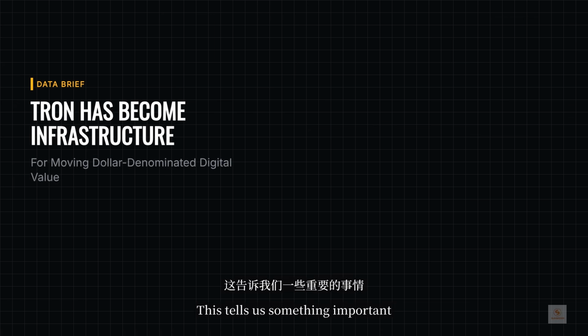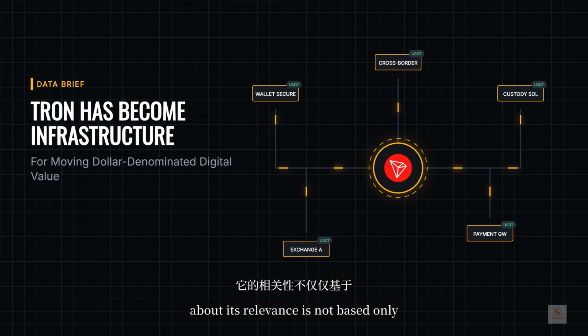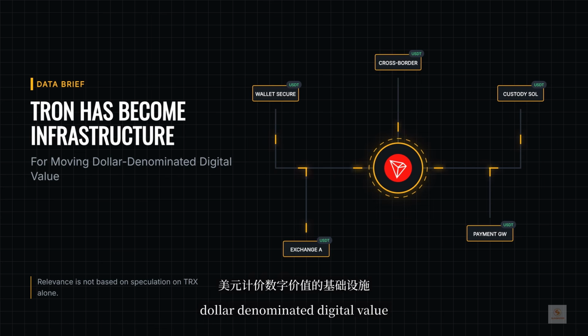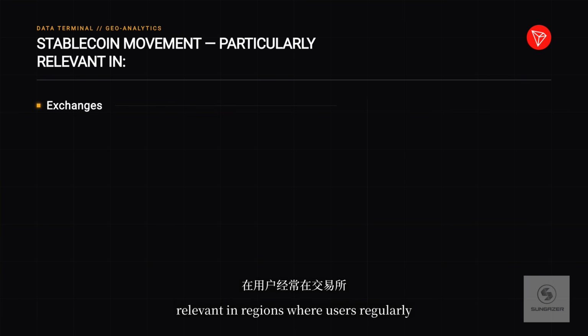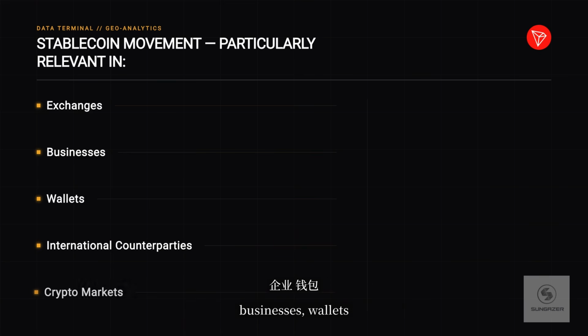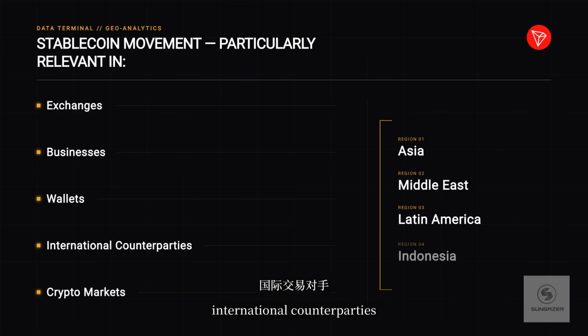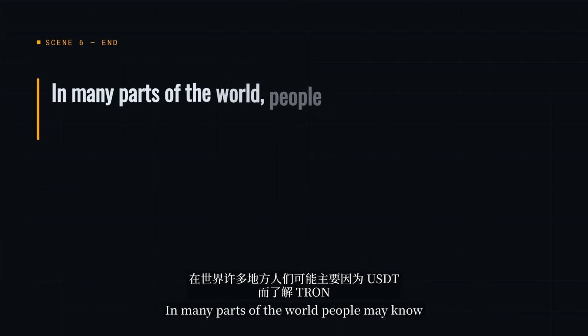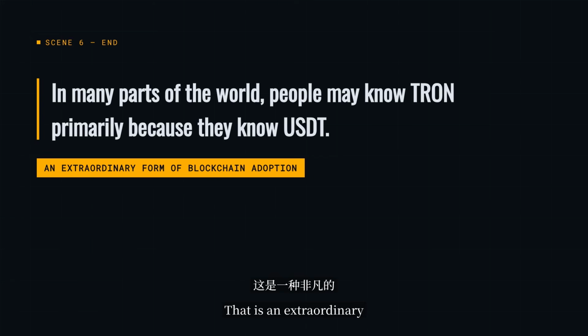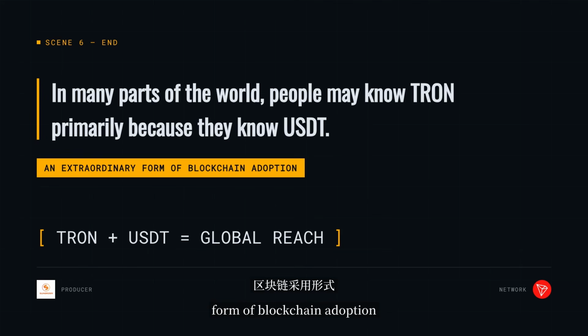This tells us something important about TRON. Its relevance is not based only on people speculating on TRX. TRON has become infrastructure for moving dollar-denominated digital value. That use case is particularly relevant in regions where users regularly move stablecoins between exchanges, businesses, wallets, international counterparties, and crypto markets. In many parts of the world, people may know TRON primarily because they know USDT. That is an extraordinary form of blockchain adoption.